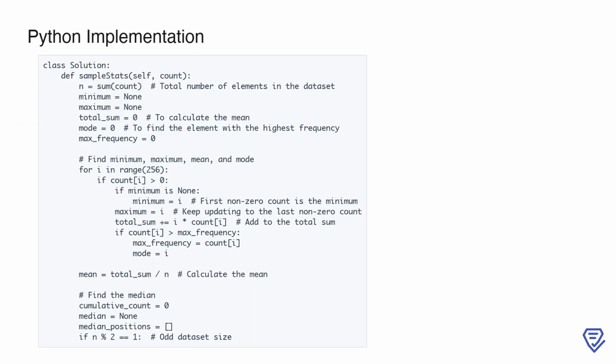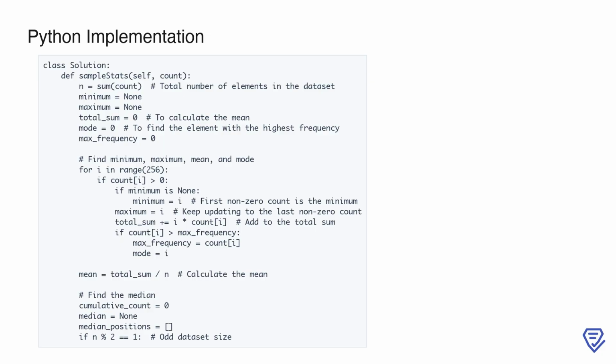Here, we start by defining a class named Solution and a method called sampleStats that takes the count array as input. This array represents the frequency of each integer value from 0 to 255. First, we calculate the total number of elements in the dataset, denoted by n, by summing up all the values in the count array. Next, we initialize variables to track the minimum and maximum values, which will represent the smallest and largest numbers observed in the dataset.